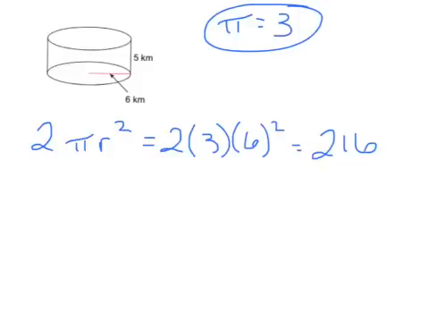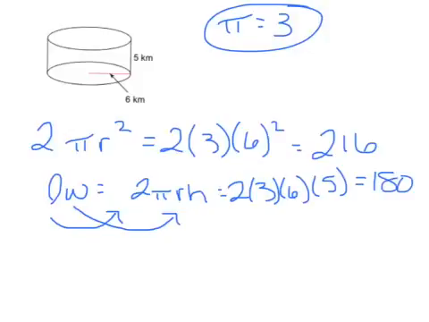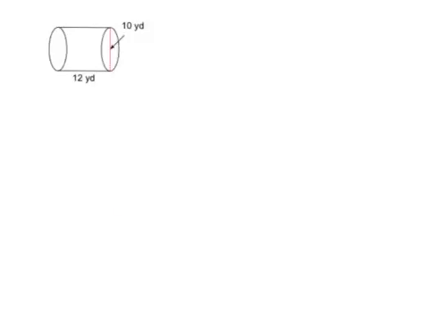Now let's look at our rectangle. Remember, for a rectangle, it's length times width. But like we just talked about, the length is actually the circumference, which is 2 pi r, and your width is actually the height. So I'm going to multiply 2 times pi times my radius, which is 6, times my height, which is 5. Let's multiply that all out together, and I get 180. And then lastly, just like before, we would add those 2 things together, and I end up with 396 kilometers squared. All right, let's try another one.